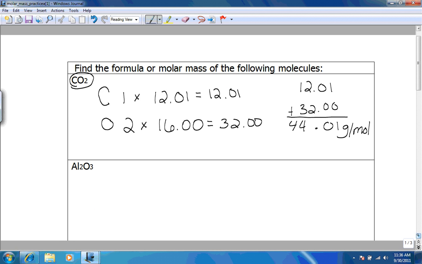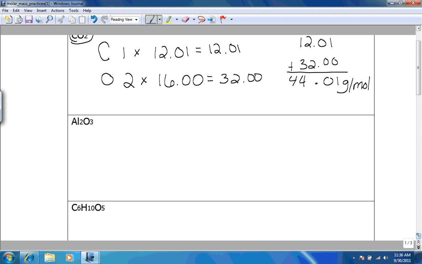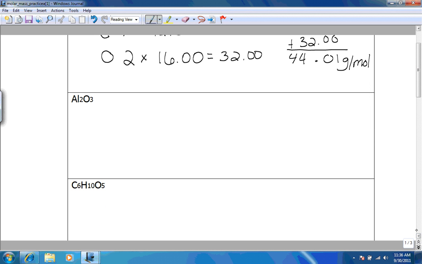We're going to scroll on down to aluminum oxide here, and we're going to do the exact same thing. We're going to look at the compound. We're going to notice that we have aluminum and we have oxygen. We have 2 aluminum, so I'm going to write the number 2 here, and then I'm going to look on the periodic table for aluminum. You'll find aluminum on the right half of the periodic table. It's element number 13. Its mass is 26.98.